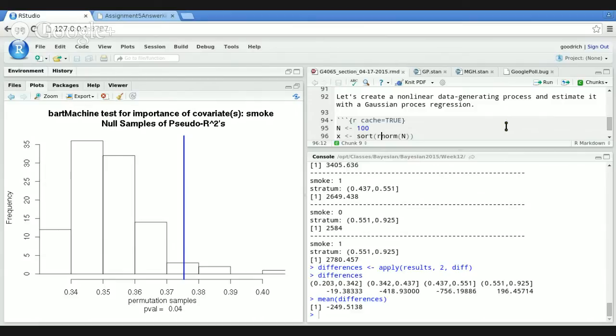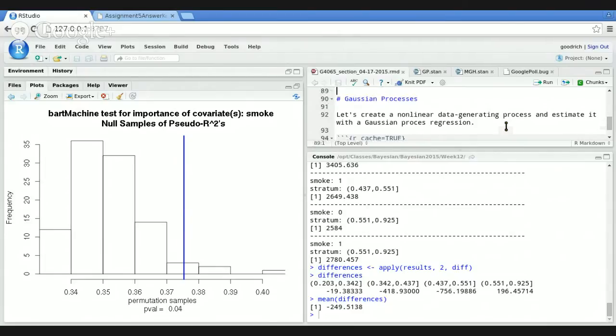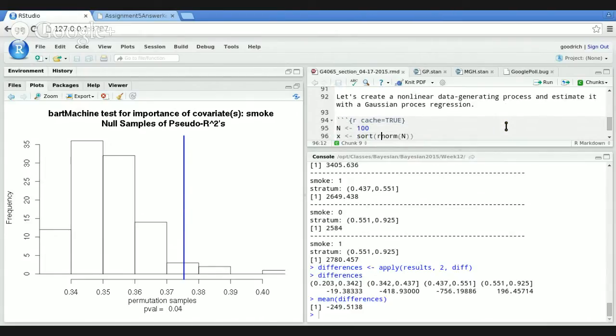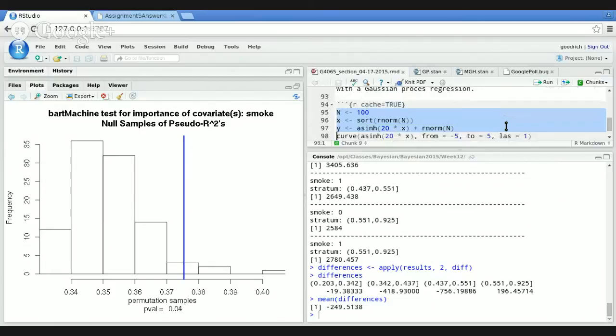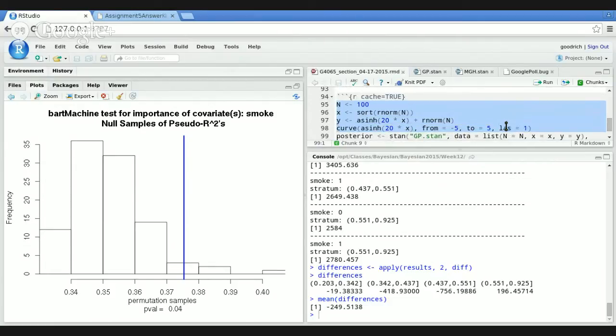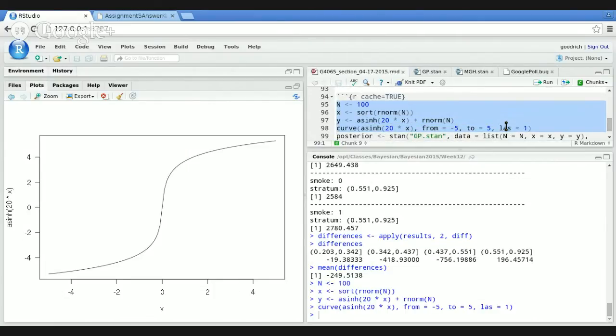So the last thing is to do a Gaussian process model, which is also used for situations where you want a very flexible relationship between the covariates and the outcome. So here, I make a nonlinear data generating process as it relates to X. I could have a vector of covariates.